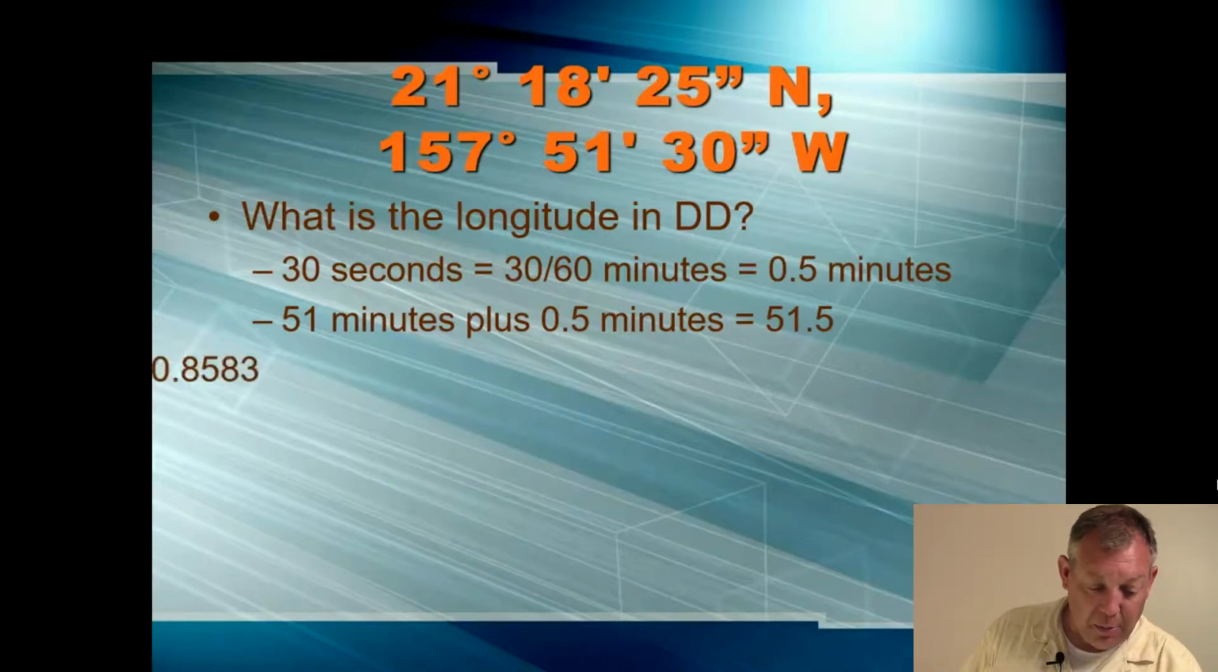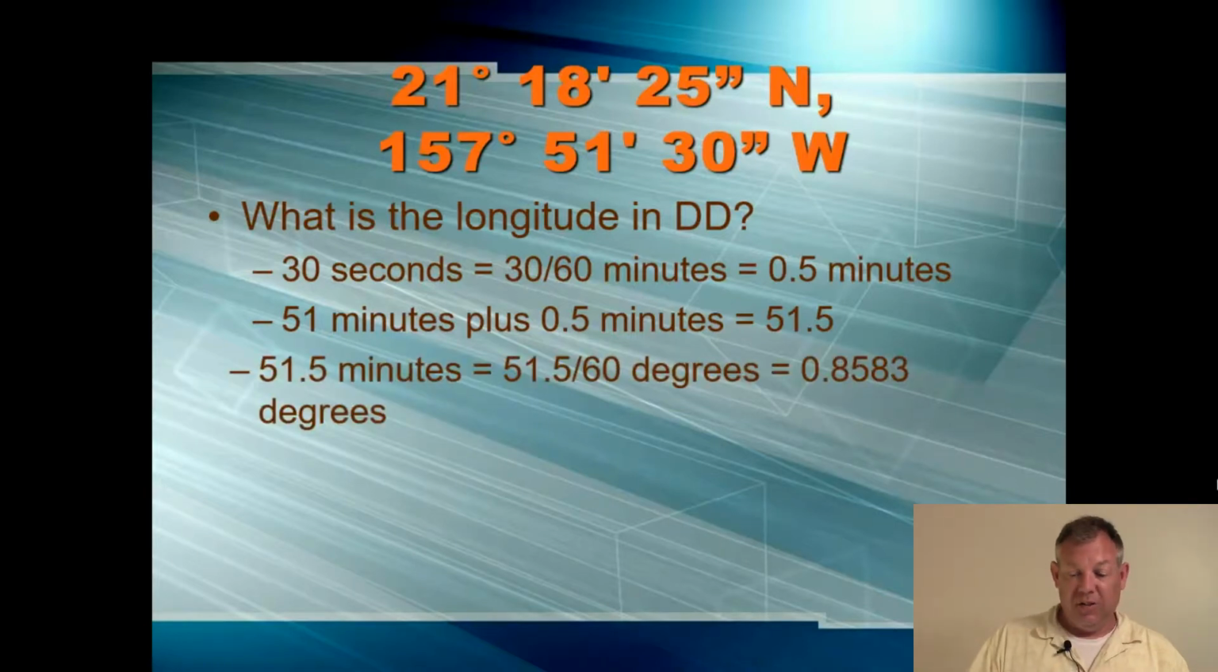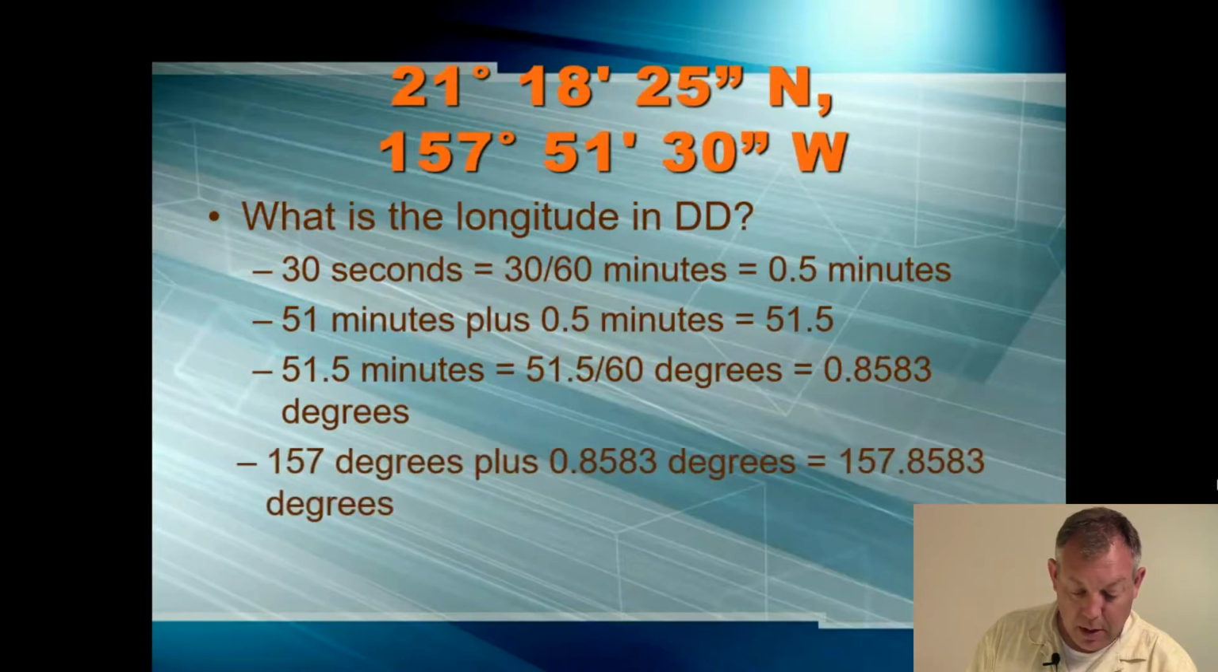So again, we take that result, divide it by 60. And 51.5 minutes is 0.8583 degrees. That's our fraction of a degree. So I've got 157 plus a fraction of a degree, and my end result is 157.8583. All right? So did you get that right? I hope so.